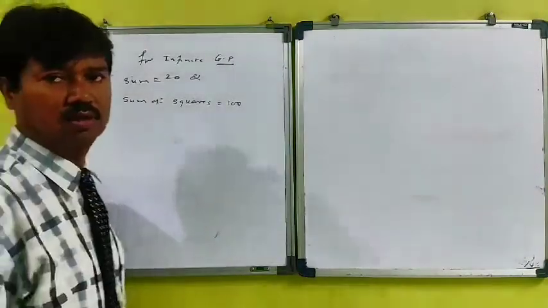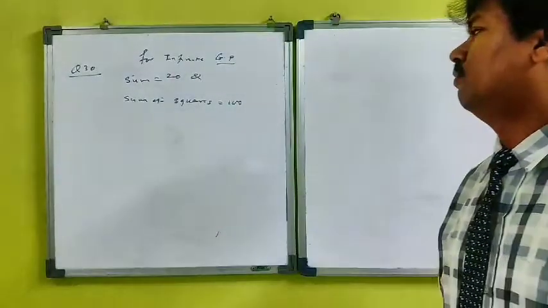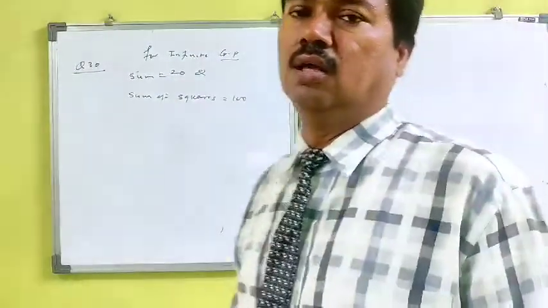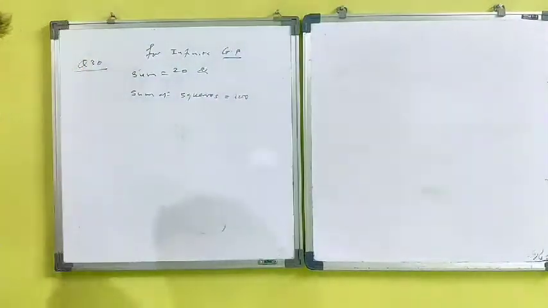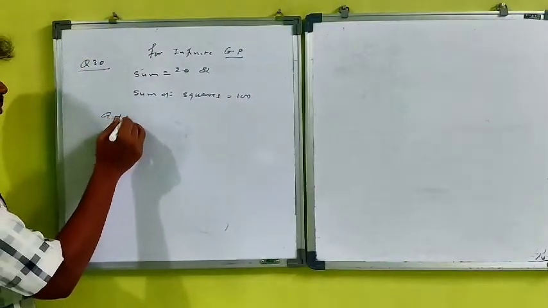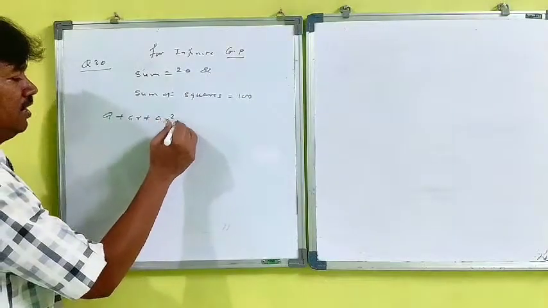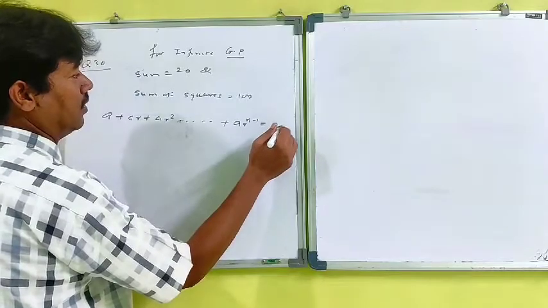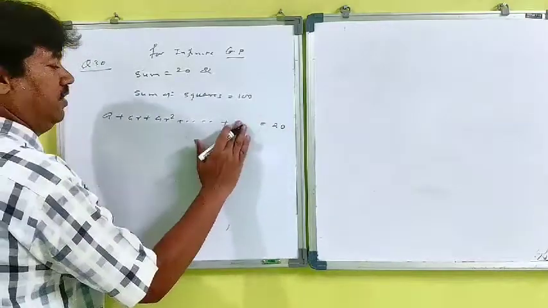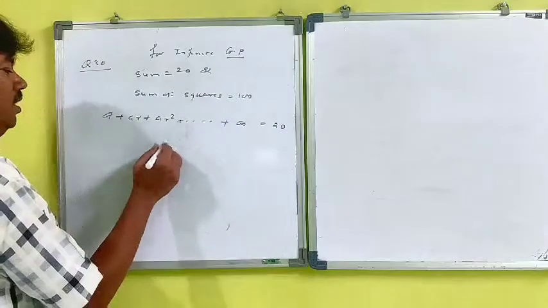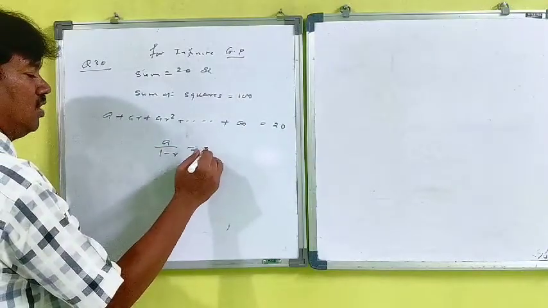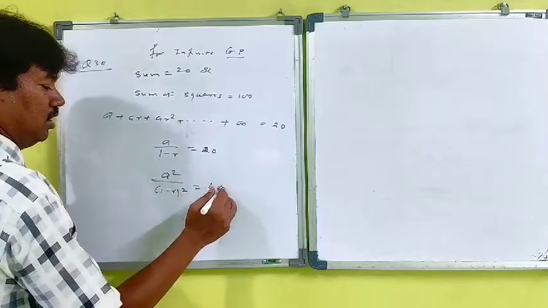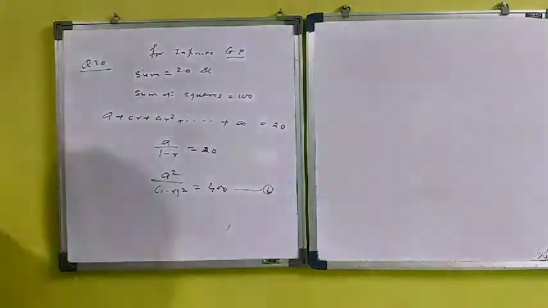Yes, so question number 30 here in geometric progression. For an infinite GP, the sum is 20 and the sum of the squares is 100. The sum in GP is A plus AR plus AR square like this, AR raised to n minus 1, is 20. Sorry, it is an infinite series, so the infinite sum is 20. So it is A upon 1 minus R is 20. Squaring both, we can say A square upon (1 minus R) square is 400. So that is number 1.